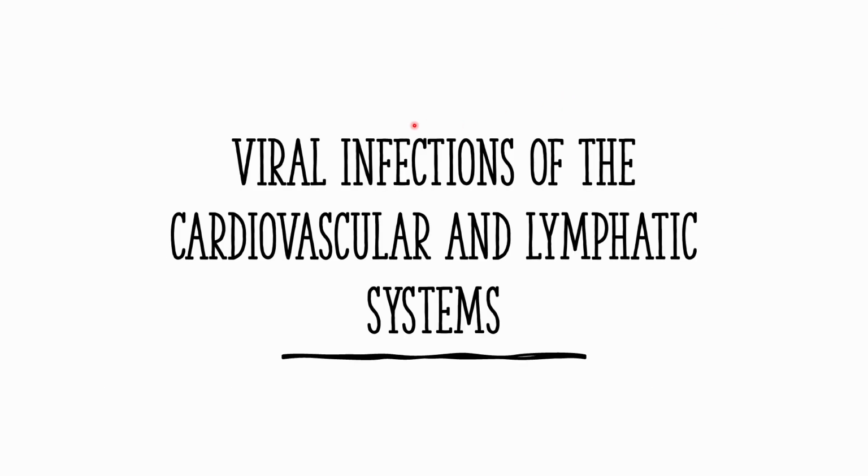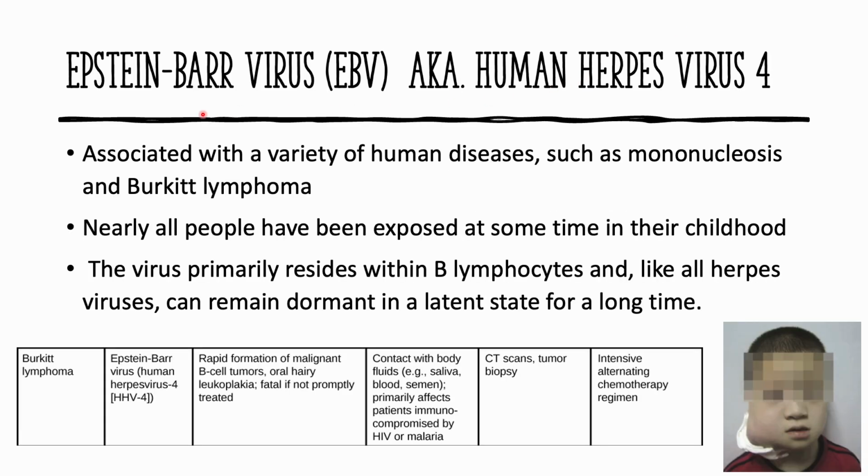Now we'll talk about a few examples of viral infections of the cardiovascular and lymphatic systems. First, we have the Epstein-Barr virus, EBV. This is also known as human herpes virus 4. So it's a type of herpes virus, and it's associated with a variety of human diseases, and there are different types of herpes viruses that can infect humans. But human herpes virus 4 causes mononucleosis. And then eventually it could potentially lead to a cancer called Burkitt lymphoma from this initial infection and the transformation of those infected cells into malignant cancer cells, leading to Burkitt lymphoma. But this is not in every case, of course.